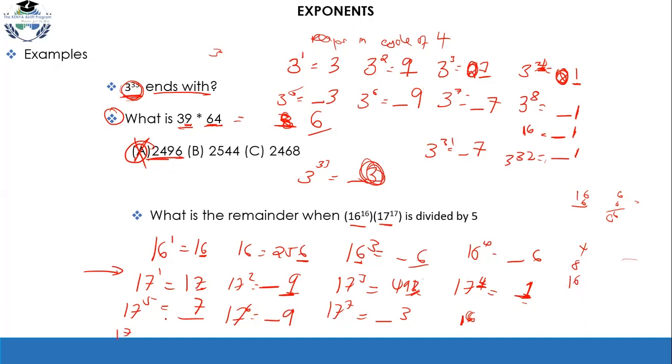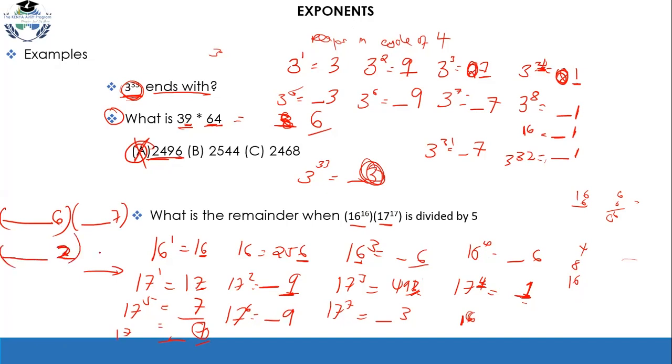So number 16 and then number 17. Meaning 17 to the 17th is going to be something that ends with a 7. So if I'm asked what is the remainder of 16 power 16 times 17 power 17 divided by 7, I know it's going to be a number that ends with a 6 multiplied by a number that ends with a 7. 6 times 7 is 42. So it's going to end with a 2, and then a very long number here.